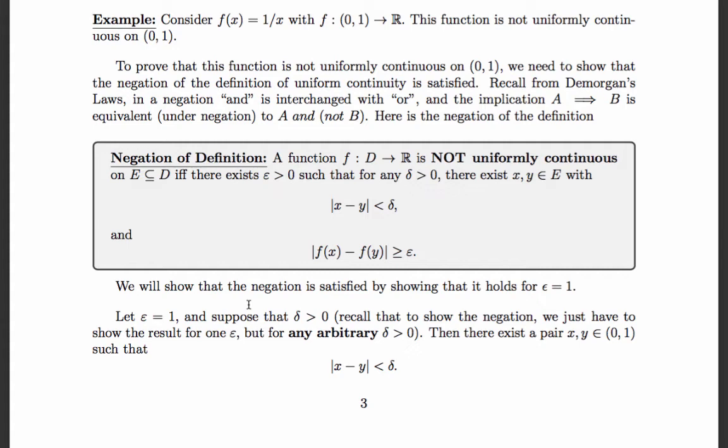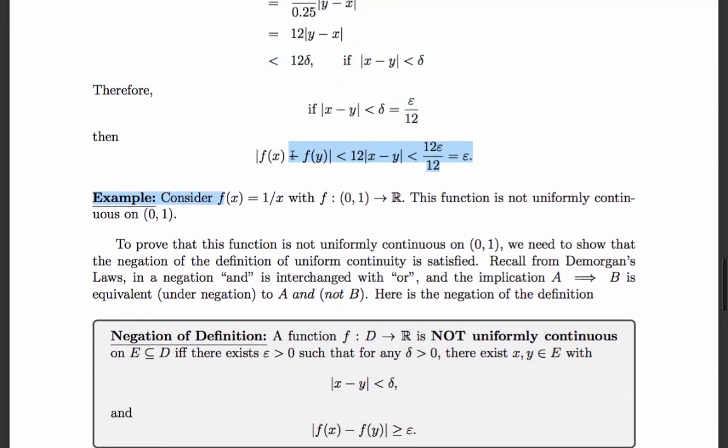The formal way to say that is a function f is not uniformly continuous on some subset E if there exists an epsilon greater than 0, such that for any positive delta, there exists an x and y pair whose difference is bounded by delta, but |f(x) minus f(y)| is not less than epsilon. In other words, it's greater than or equal to it. So that's what we've got to show: that f of x is not uniformly continuous on the set 0 to 1.